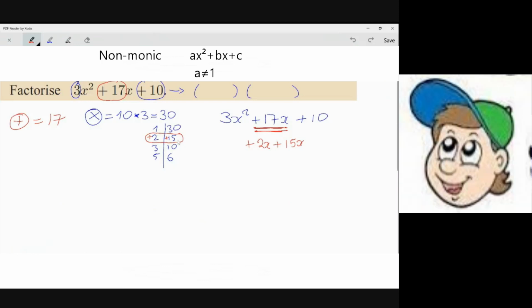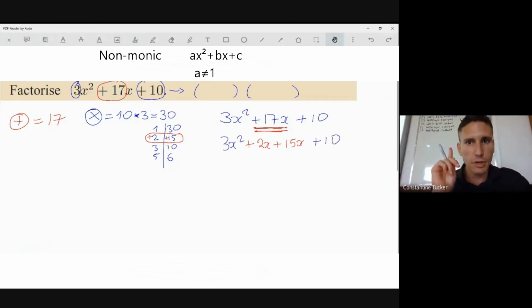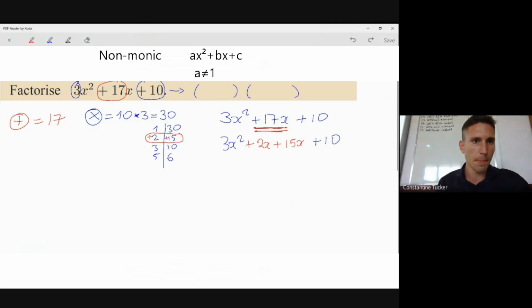And then you remove the 3x squared. Well, actually, we will write the 3x squared and we will write the 10. We'll write everything we had there. So we'll write 3x squared and we'll write the plus 10 here. So what we've done for now is we've just rewritten the middle bit. We split the middle term into 2x plus 15x. Bear with me, there are 2 steps left.